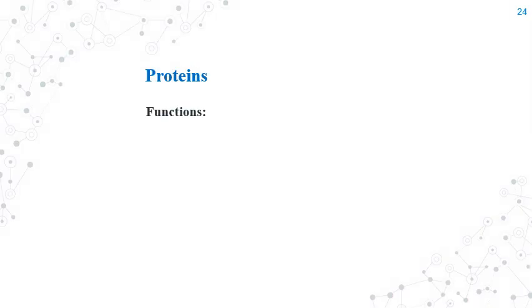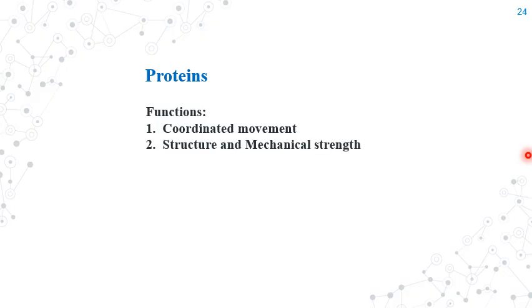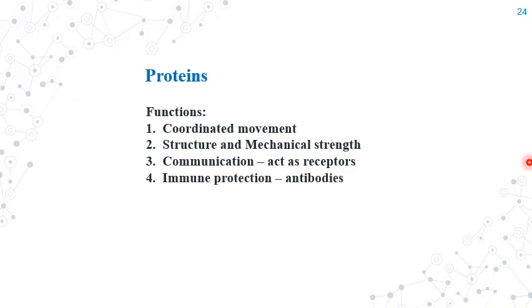So let's see here more on proteins. Proteins are very, very important and have very many functions. So briefly brushing the functions of these proteins. One of them is to coordinate movement. Then you also have structural and strength, mechanical strength. You have proteins that serve as communication methods. So you have receptors and you have molecules to bind to the receptors. So communication among the cells. You have some proteins that are very important for defense against foreign invaders. So those are antibodies. They're also types of proteins.